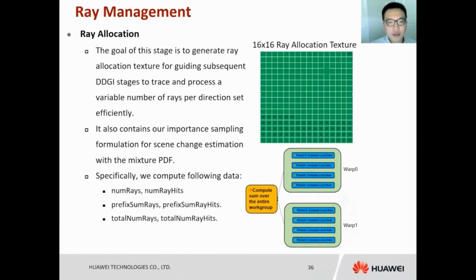In our reallocation stage, we compute a 16 by 16 reallocation texture that is ordered by this sequence number. It also contains our importance sampling formulation for the scene change estimation with a mixture PDF. To compute the summations for the denominators, we distribute the computation to 2 workers, so our entire work group can then sum these sub-results and communicate them through the shared memory in the GPU. We also compute the following data: the number of allocated rays, the number of ray hits, and the prefix sum of these data for every direction set on this ray allocation texture. And then finally we compute the total number of rays and total number of ray hits for every probe.